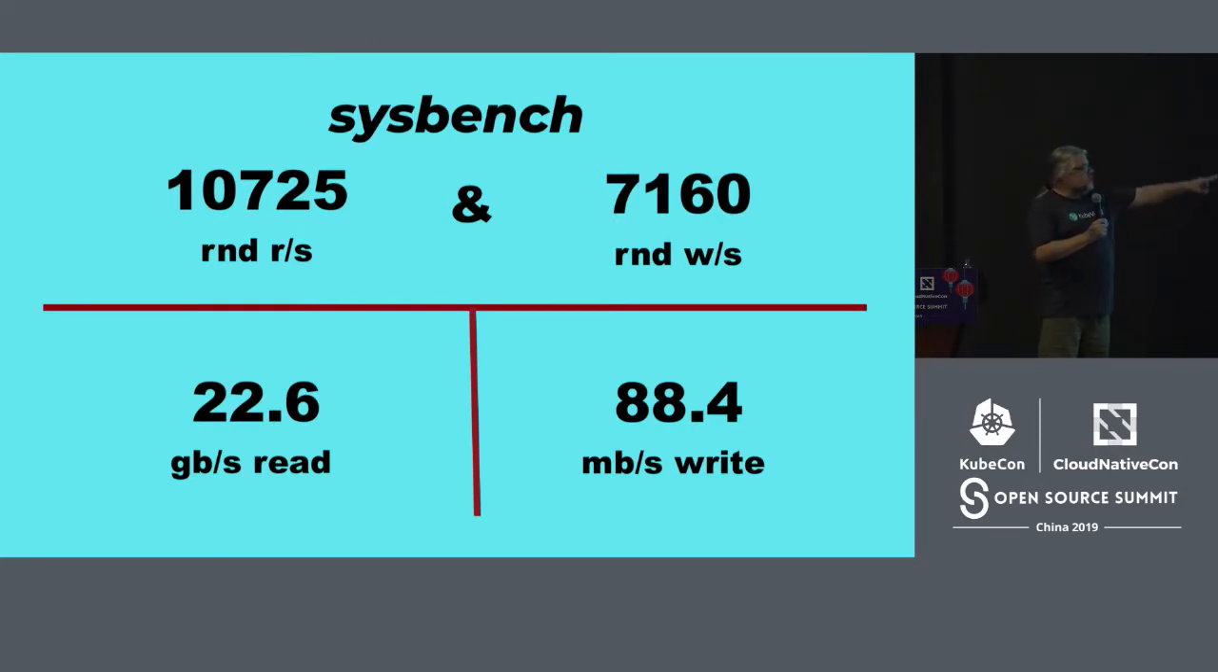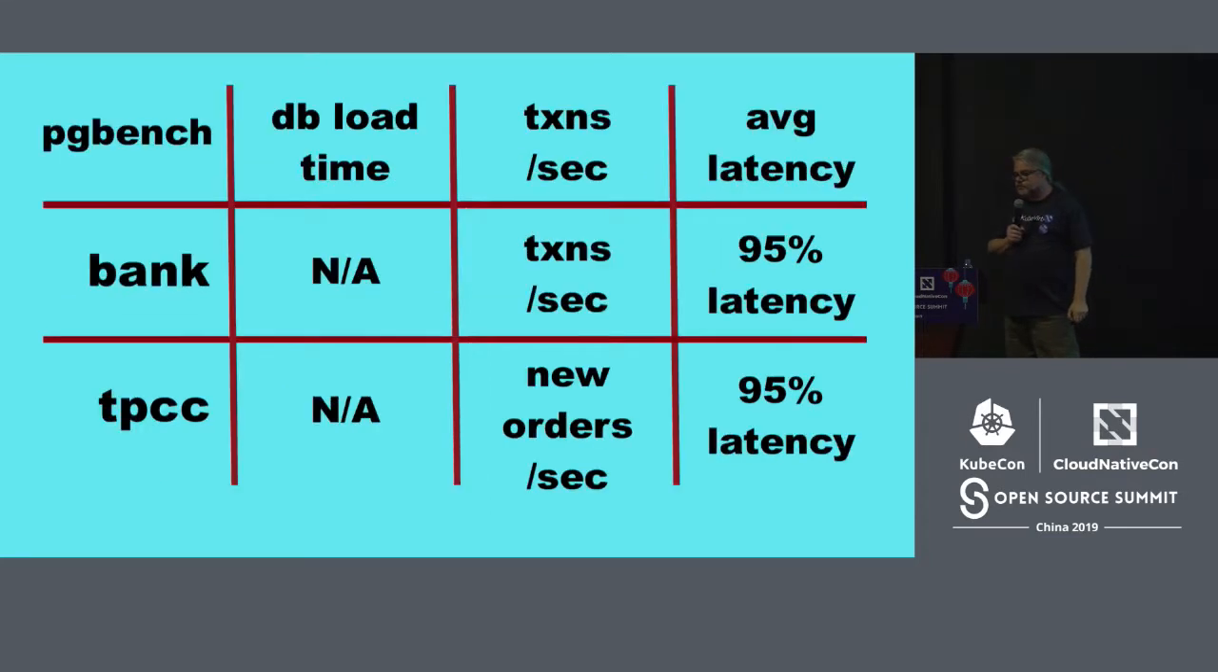So here you see a typical pattern of SSDs, where SSDs are much faster than old spinning drives for random writes, but they're not necessarily all that much faster on throughput, because that's writing big blocks of data.